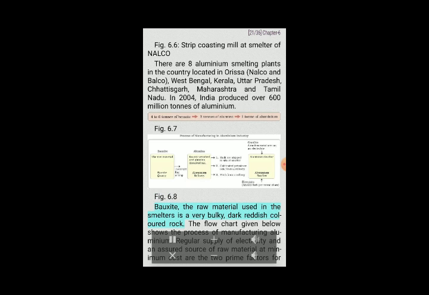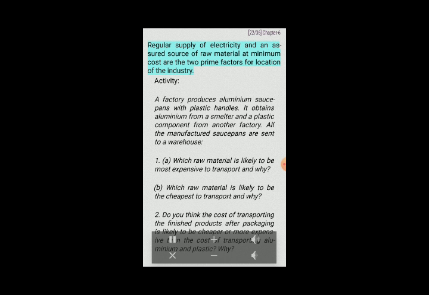Fig. 6.7. Fig. 6.8. Bauxite. The raw material used in the smelters is a very bulky, dark reddish colored rock. The flow chart given below shows the process of manufacturing aluminium. Regular supply of electricity and an assured source of raw material at minimum cost are the two prime factors for location of the industry.